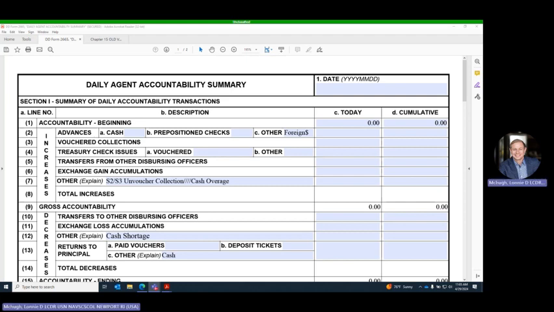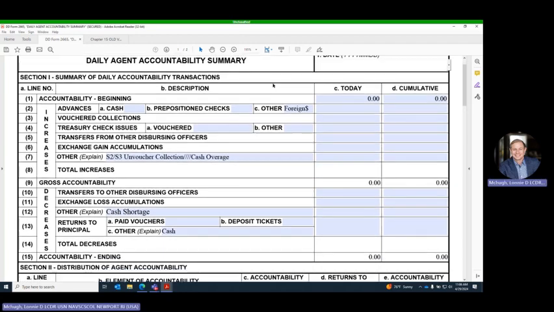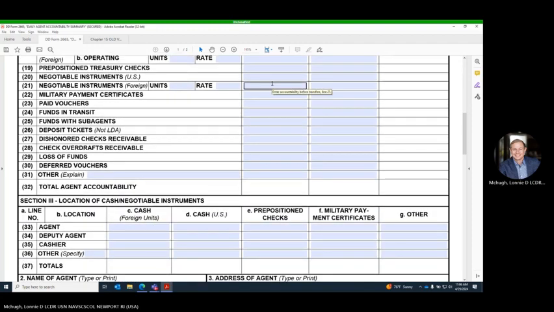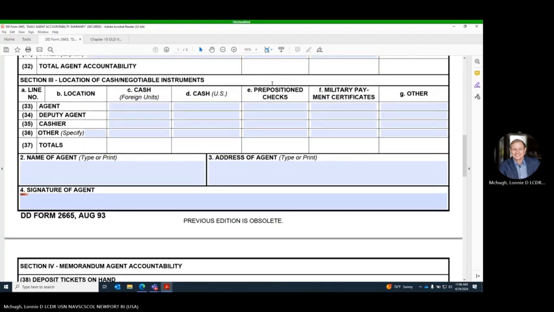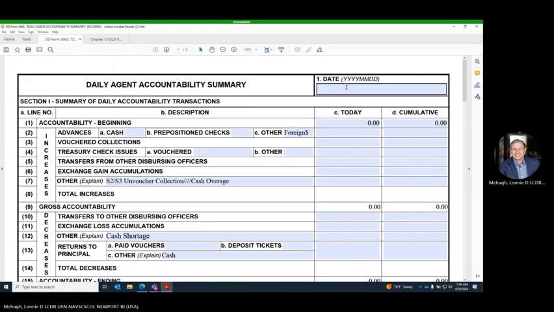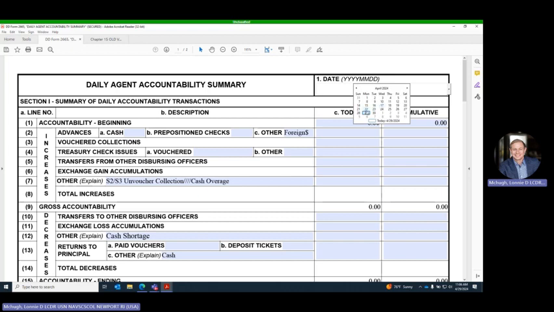All right, so now that we've talked about what the form is, let's go ahead and start working on the form. As you can see on the screen I've shared with you, this is the Daily Agent Accountability Summary. It looks very similar to the 2657, but some of the lines are different. So we're going to start with the header and work our way down through the form. Here we're going to fill out today's date, April 29th.